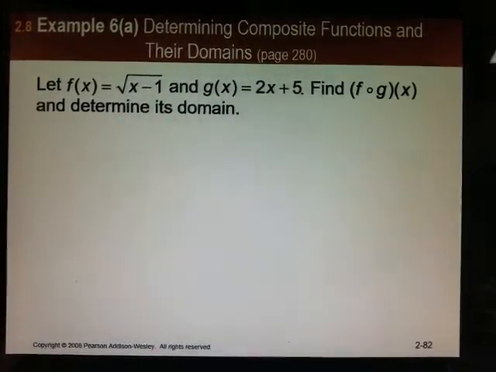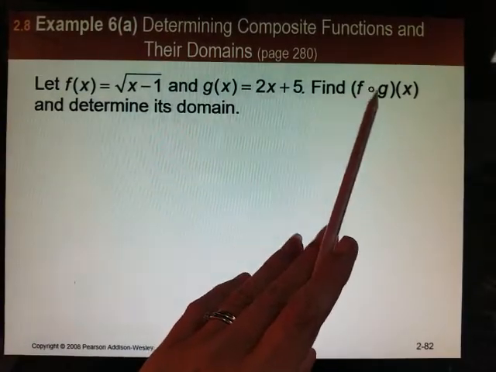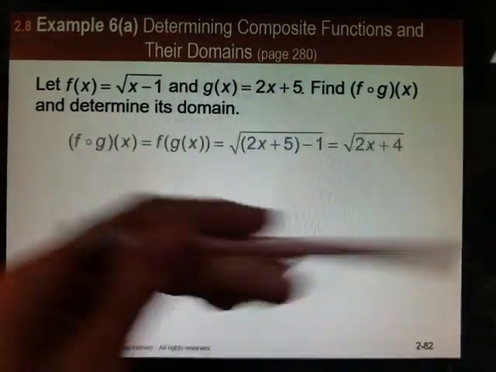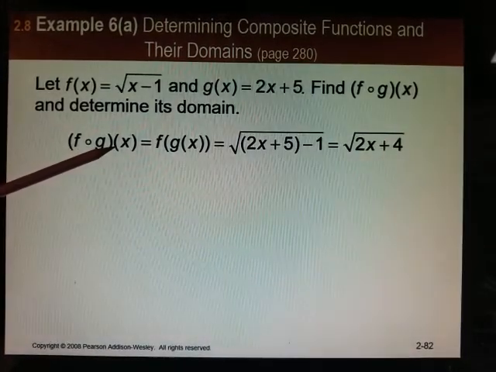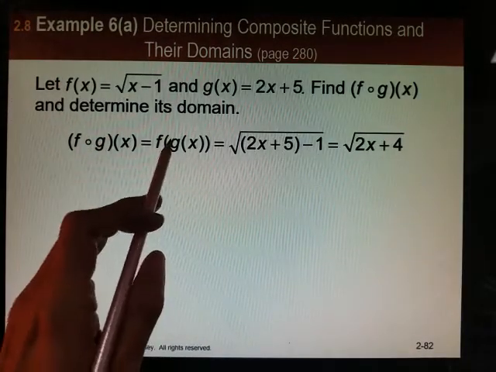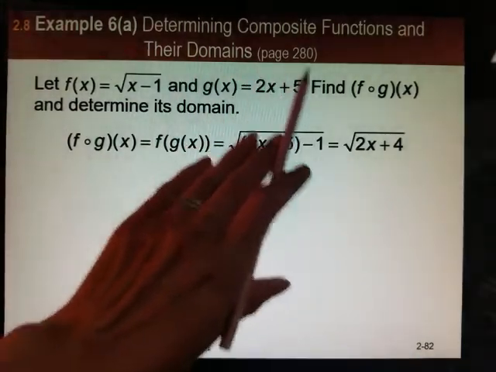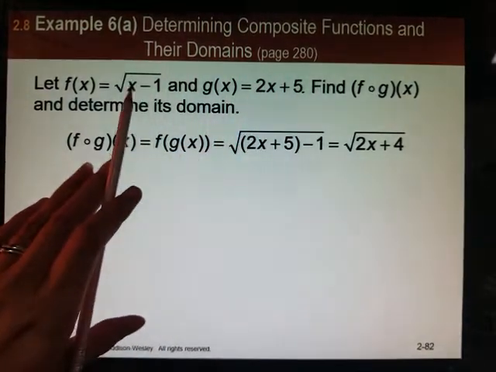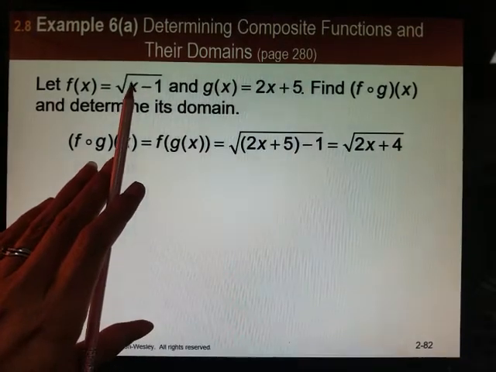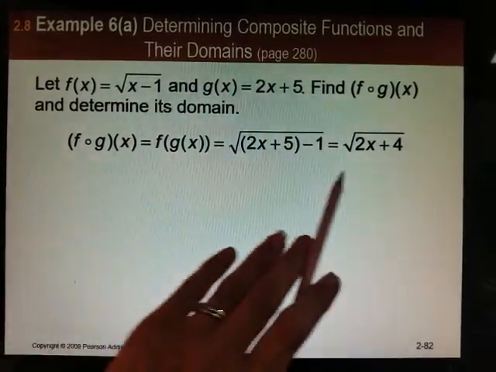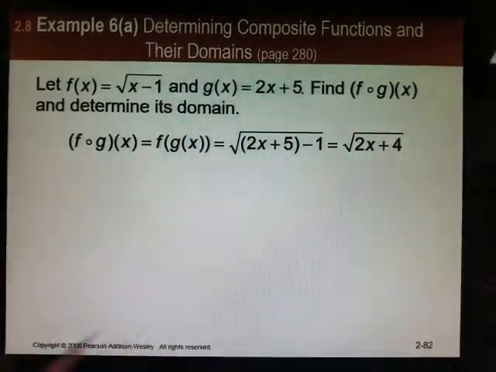So this time I need to find f composite of g, f of g of x. So y'all, this one has a letter, so I'm going to get letters in my answers. Now remember, this means I'm plugging g into the f equation. See, this is the junk right here, 2x plus 5, I'm plugging in for that x. So 2x plus 5 minus 1, that's 2x plus 4, and keep the square root with it.